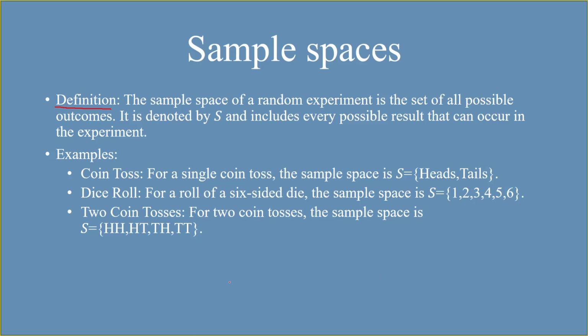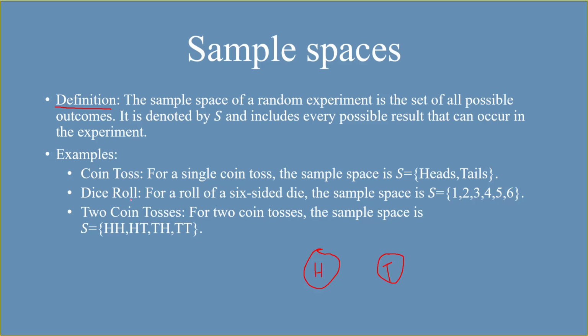Now, let's assume we have a coin. Each coin has two sides, right? This one has heads and this one has tails. So when I toss a coin one time, a single coin toss, the sample space will be either heads or tails, right? I can surely say that either heads will come or tails will come. This is always all about probability.